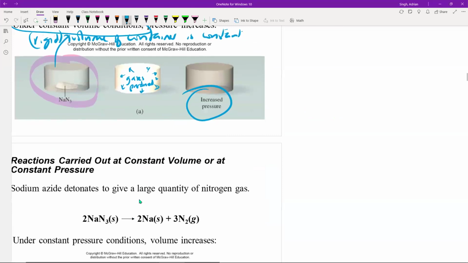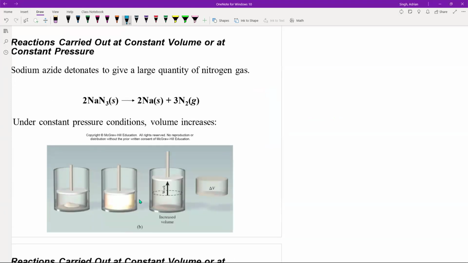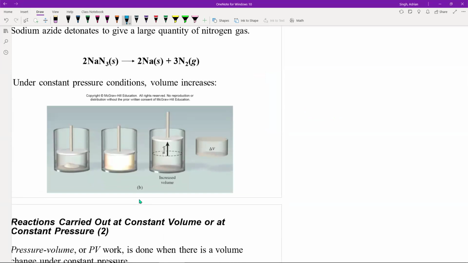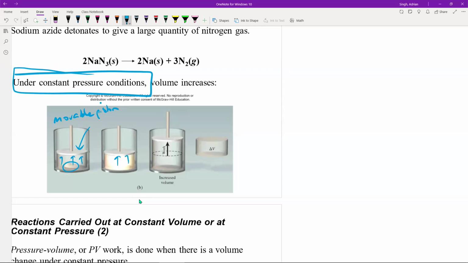Now, if we were to detonate or perform the same reaction in a situation where we don't have constant volume, but we actually have constant pressure, so we're able to monitor or moderate the conditions such that we try to keep the pressure constant. So in this case, that would mean instead of having a rigid container, we actually have this piston here that is movable. So as the sodium azide here detonates, it breaks down, it produces a bunch of gases. The gases then will actually force this piston upwards. And as the piston goes upwards, we find that there's an increase in volume.